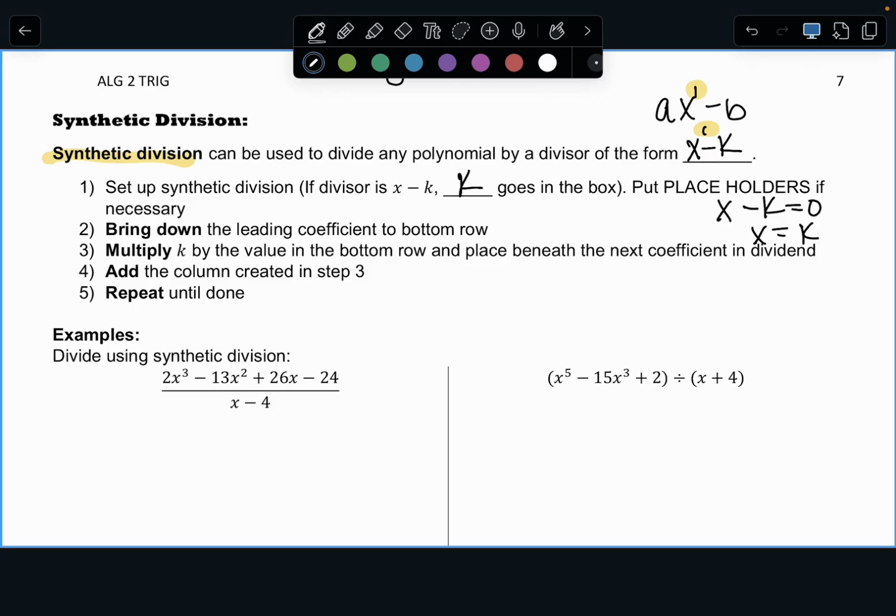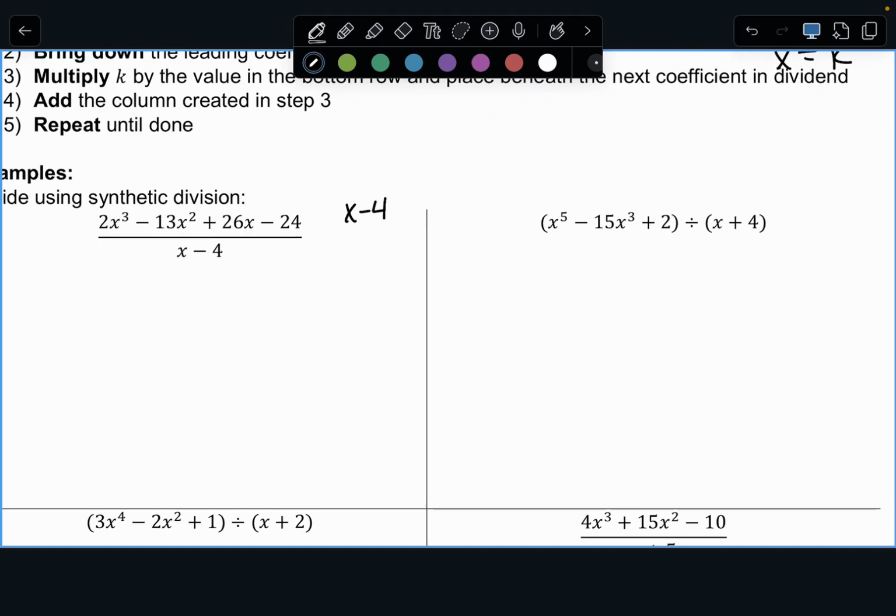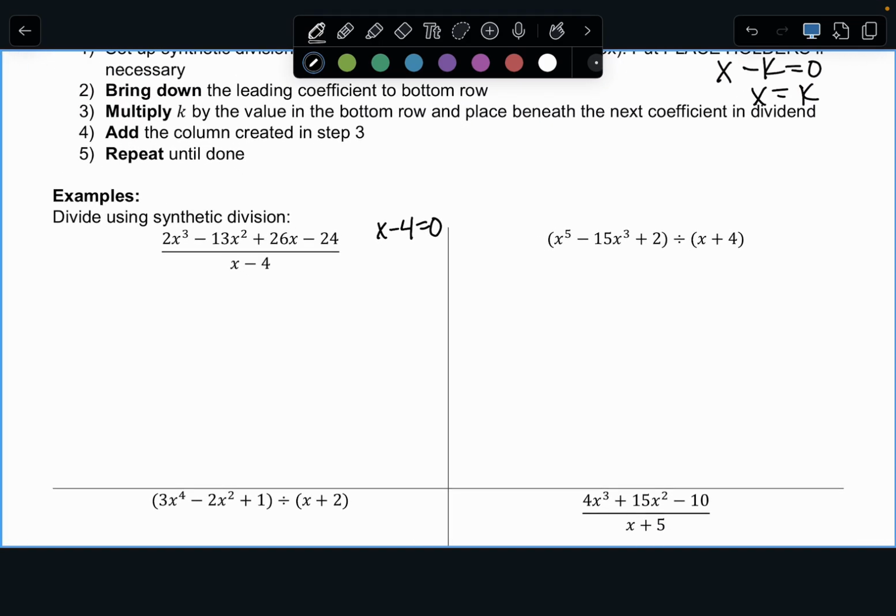Then you line up all of your coefficients. So you put them at the top. We're going to start actually doing these steps for this polynomial down here. So let's look at our divisor. If I set this equal to 0, what does x equal? 4. Okay. I'm going to stick 4 in the box. This is the box. On the left-hand side at the top of your work, put a box or half of a box, and you put the number 4 in it.